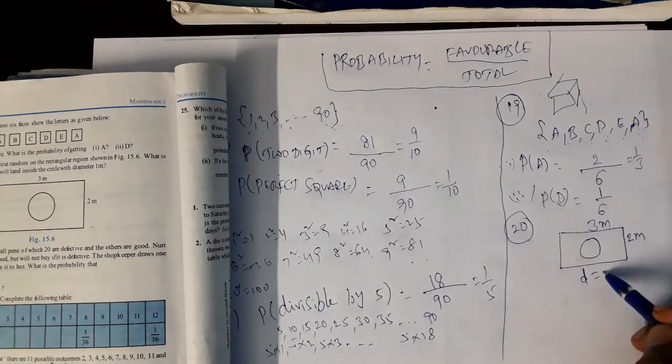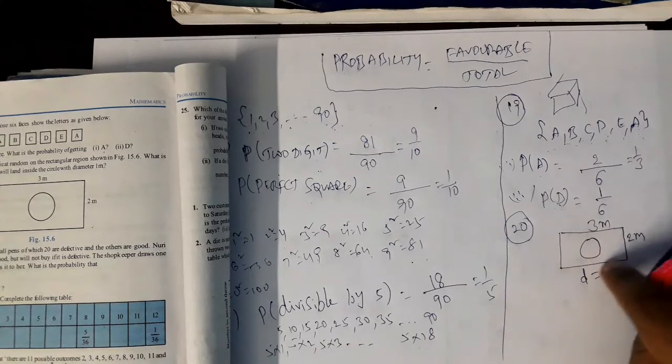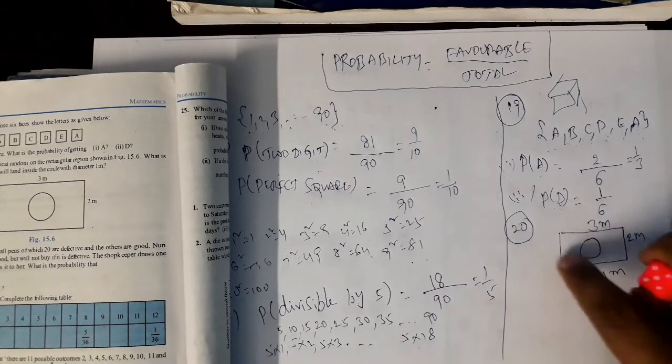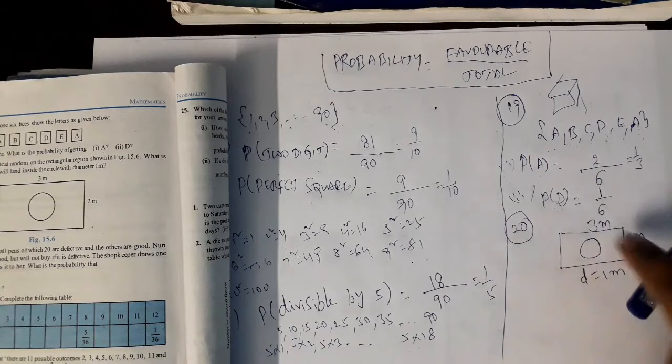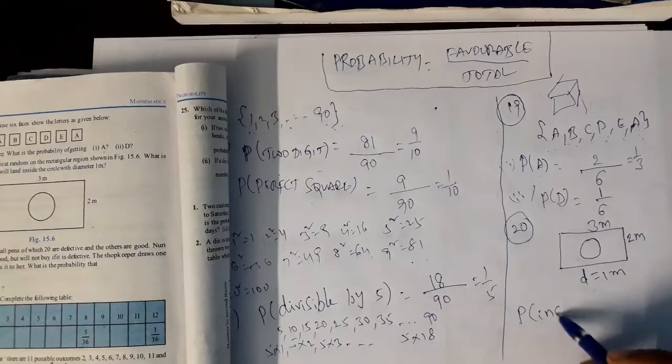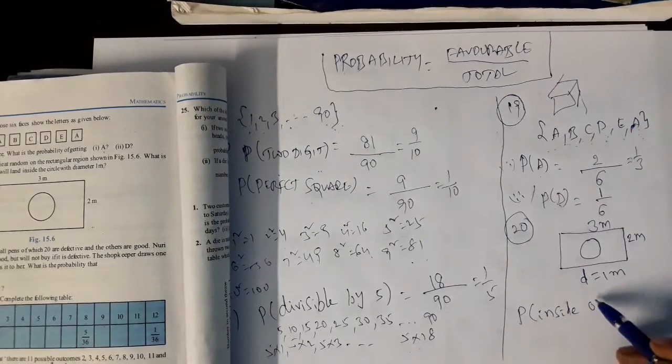Given, inside the circle, diameter 1 meter. Diameter is 1 meter. See this. You have dropped a die, right? If you drop this die, it may fall anywhere. But he has thrown this die inside this rectangle, so it may fall anywhere in this complete area, right? So what is the probability? What is the event now? Inside the circle, diameter 1. So the probability for this die to be placed inside the circle, that is my question.